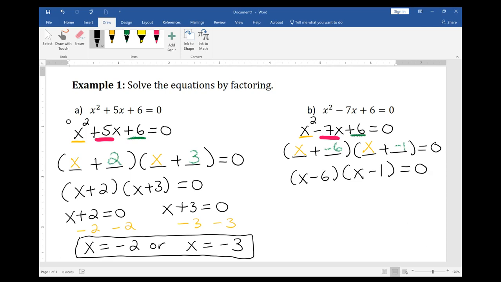Now we move on to our third step where we apply the zero product property. Therefore, x minus 6 is equal to 0, or x minus 1 is equal to 0. And now we go with our fourth step where we solve for the variable. So we add 6 on both sides to solve for x. We add 1 on both sides to solve for x. Therefore, we have x equal to 6 or x equal to 1.